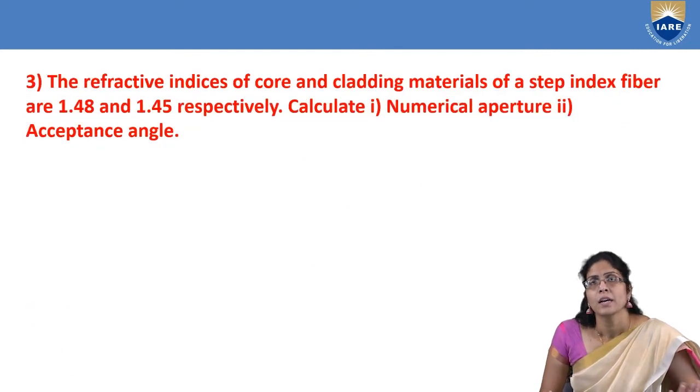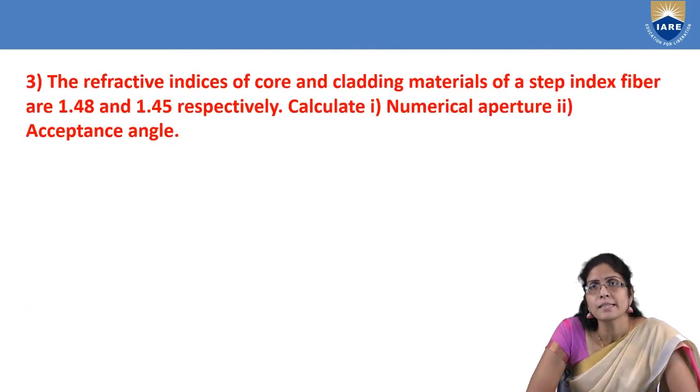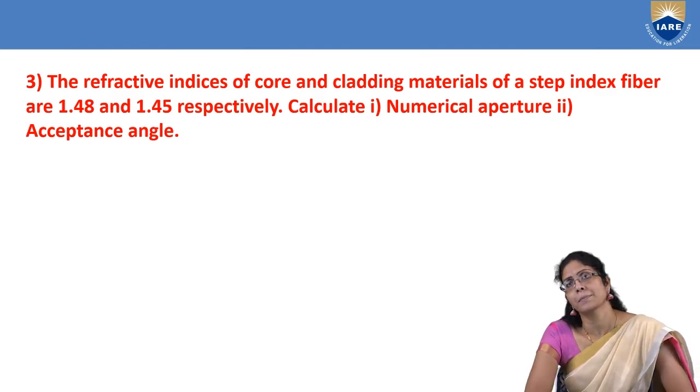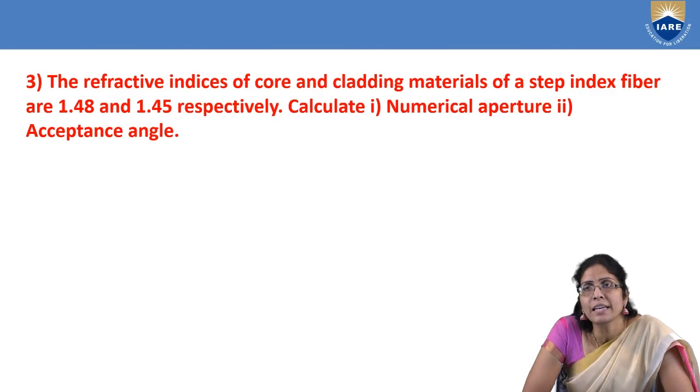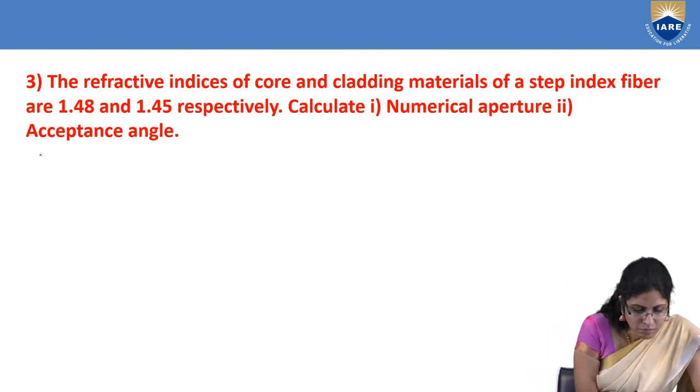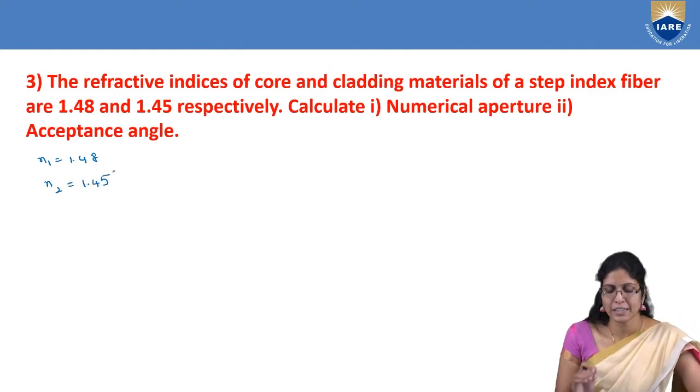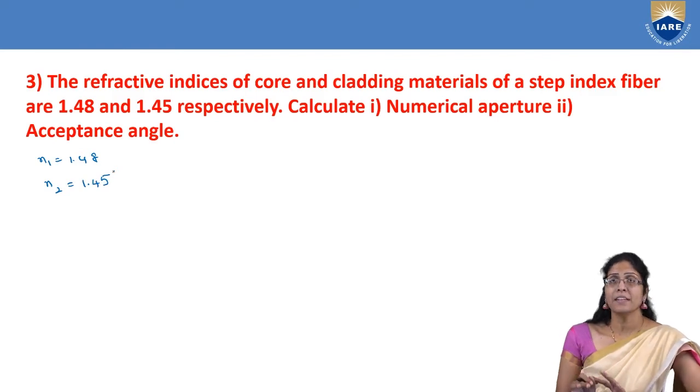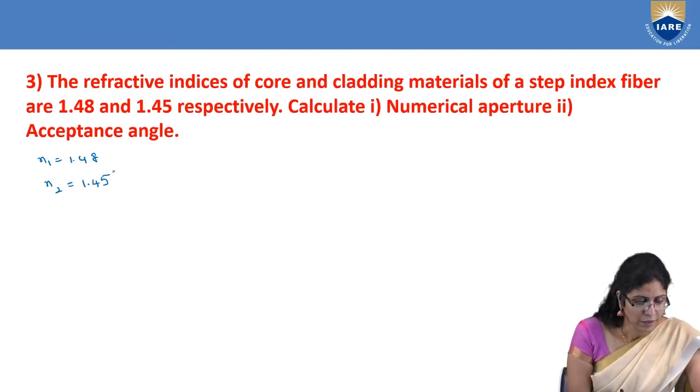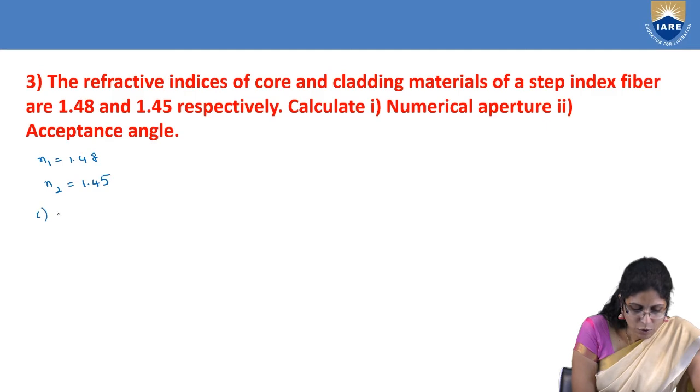cladding. Now the third problem: the refractive indices of the core and cladding of a step index fiber are given, and we need to calculate the numerical aperture and the acceptance angle. So what is given? 1.48 is the refractive index of the core and the refractive index of the cladding is 1.45. Be very careful when you are noting it down. Respectively is given, so you should be very careful. Okay, now the first one is the numerical aperture.